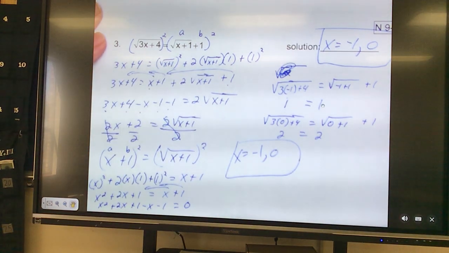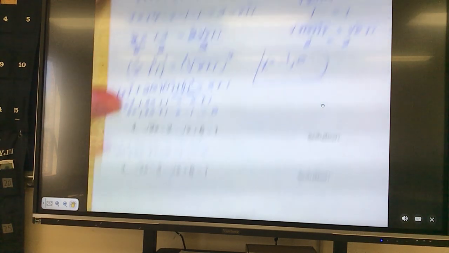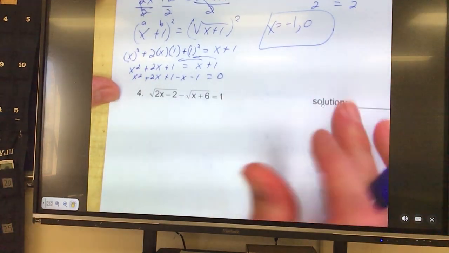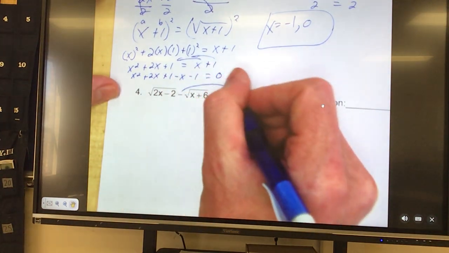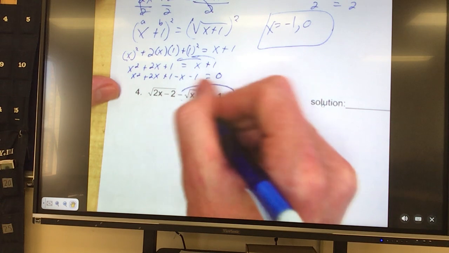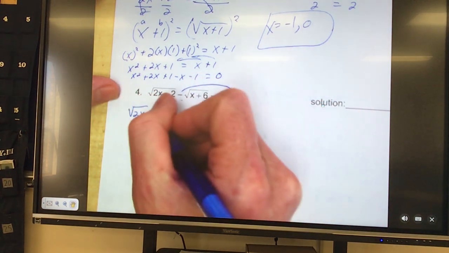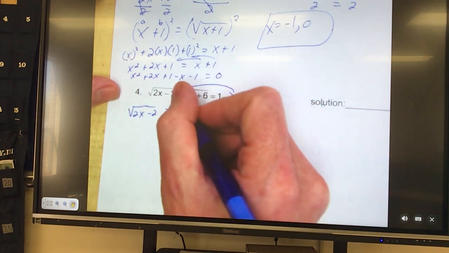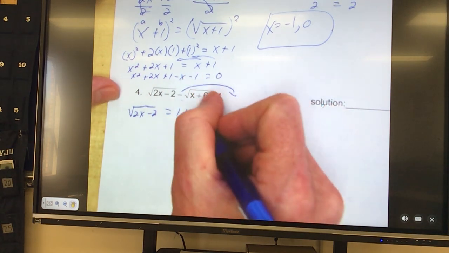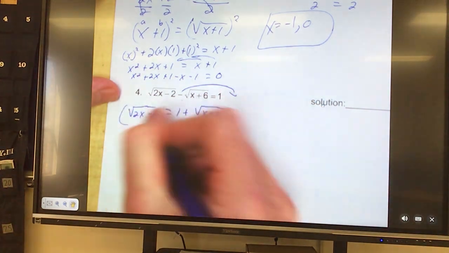Okay, and let's try number 4. Same thing, we cannot have our two square roots on the same side. So I've got to move this one across. This guy here is moving across. So I've got square root 2x minus 2 equals 1, now minus becomes a plus, square root x plus 6. Okay, square both sides.